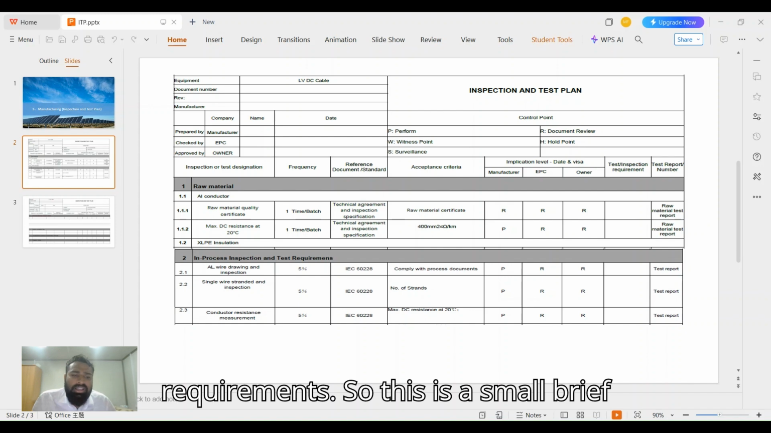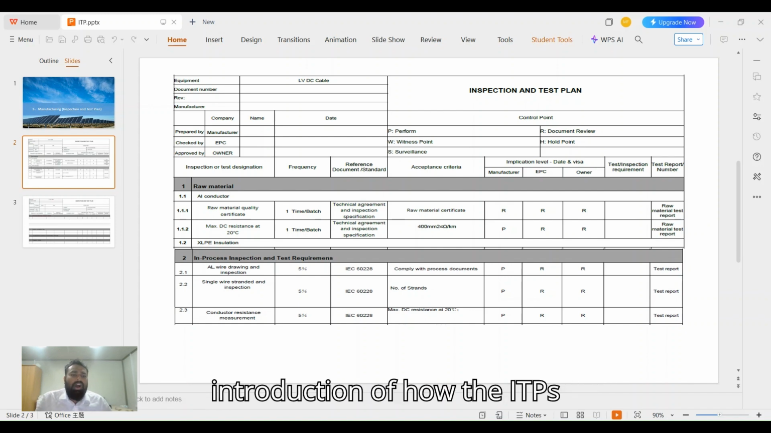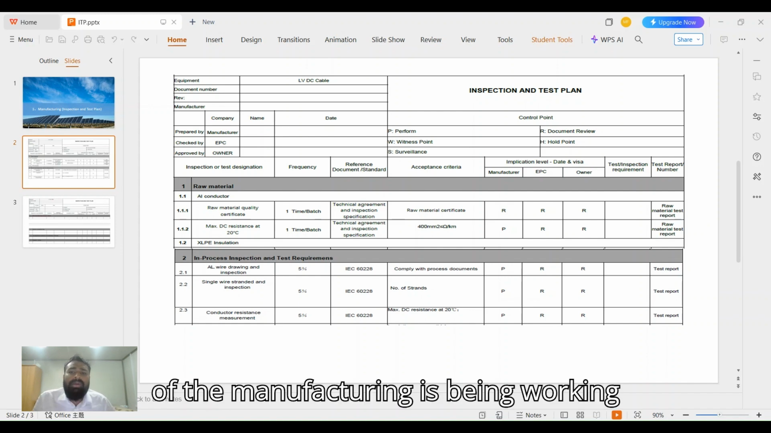So this is a brief introduction of how the manufacturing ITPs work and what we need to submit.